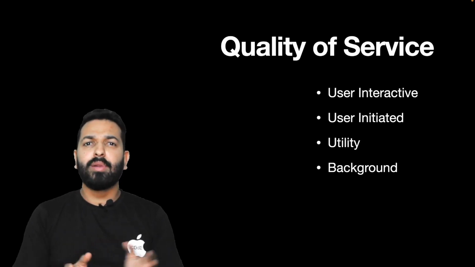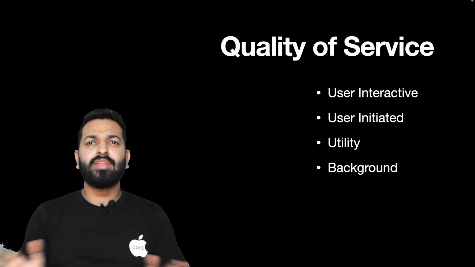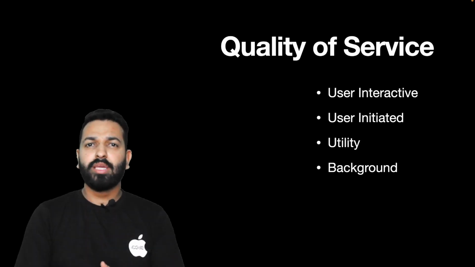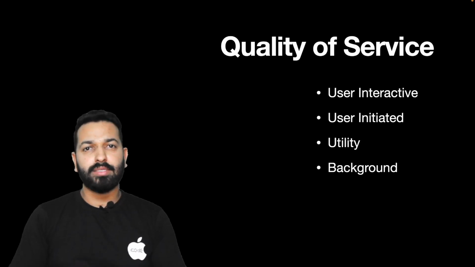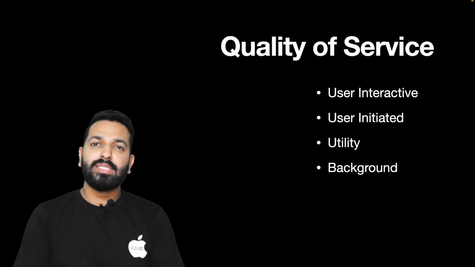So the concept of threading, multi-threading, time slicing, context switching, everything that we have seen till now, was working perfectly fine. Then why did Apple introduce this quality of service and what is it? For understanding that, let's first see how an application is actually launched and what happens under the hood.